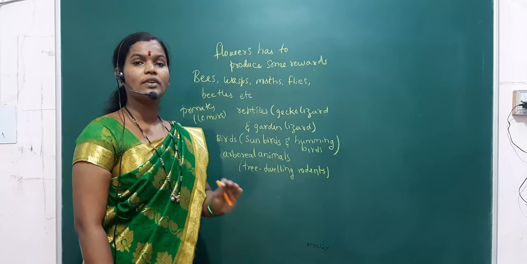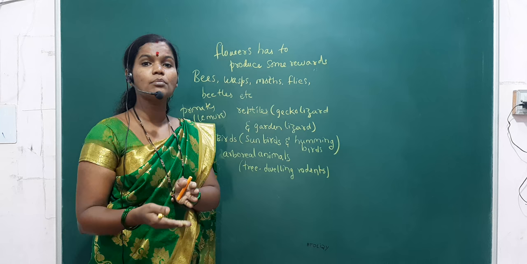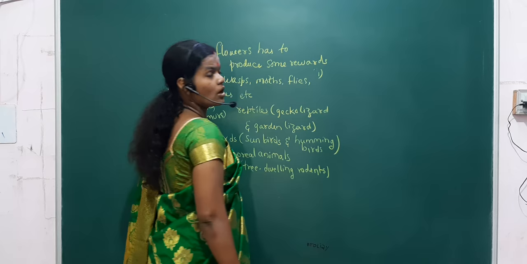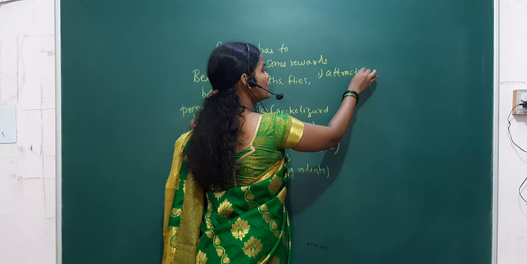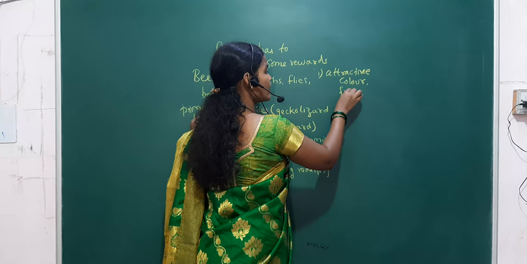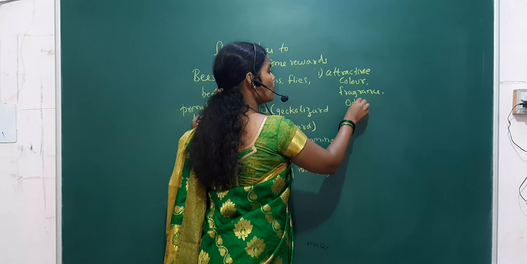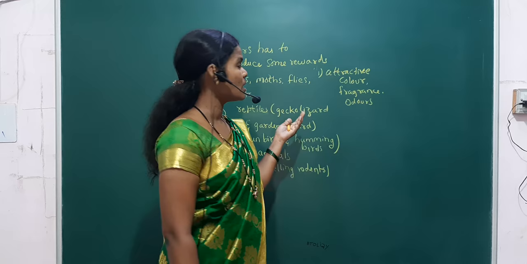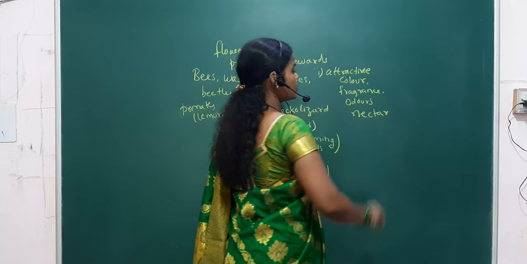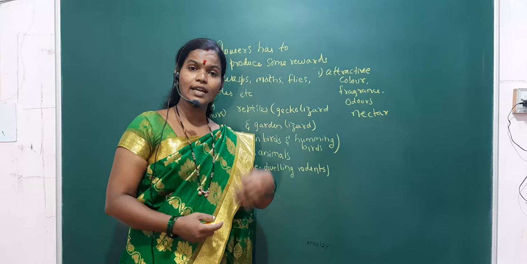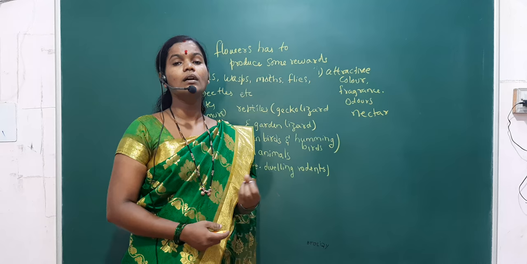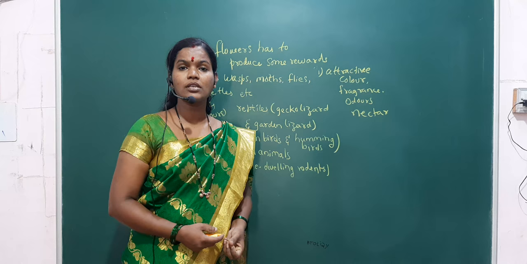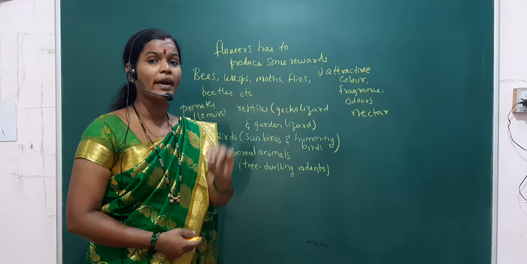Now, what type of rewards are produced by the flower to attract the animals? For example, the very first characteristic is that the flower should have attractive color. They should have fragrance, and then odors. Not only this, some of the flowers are very rich in nectar. Seeing that nectar, the insects are attracted to the flower and then they bring about pollination. These are the rewards produced by the flowers to attract the animals.